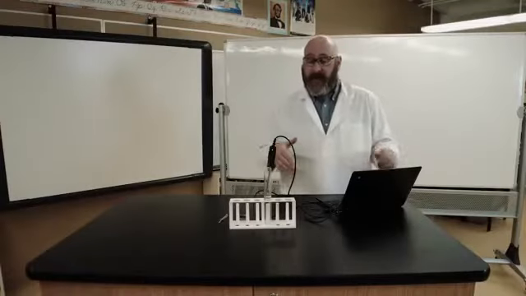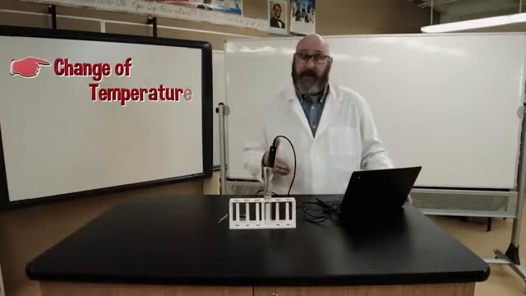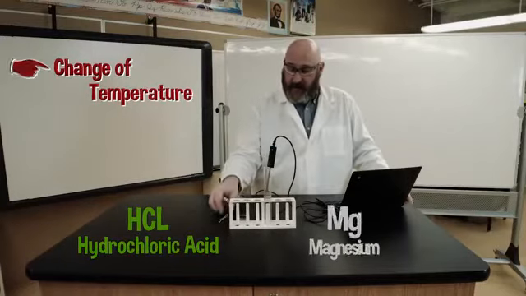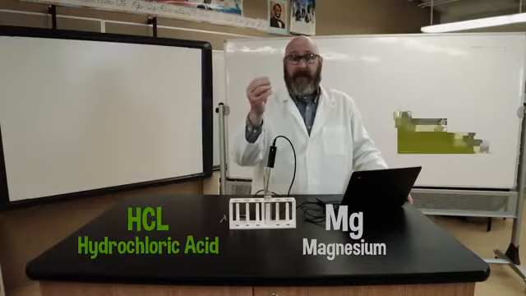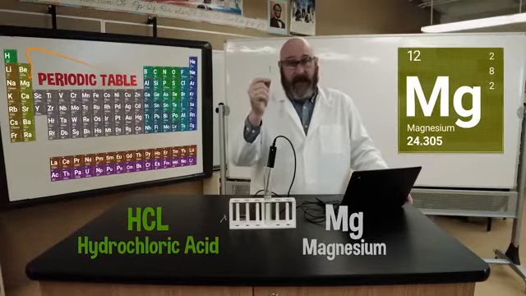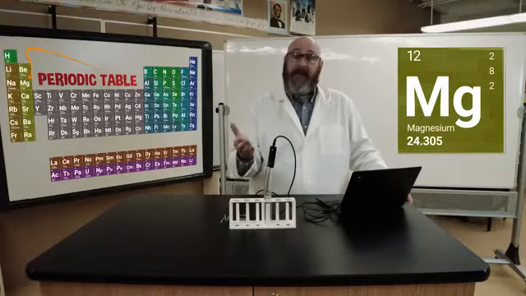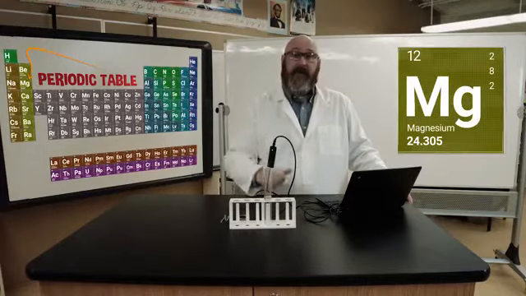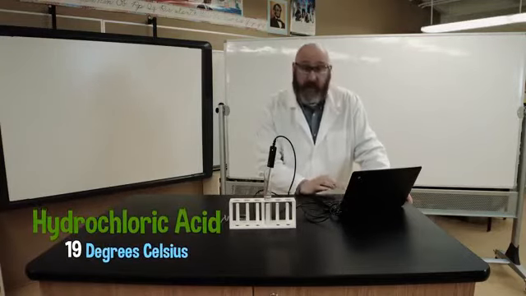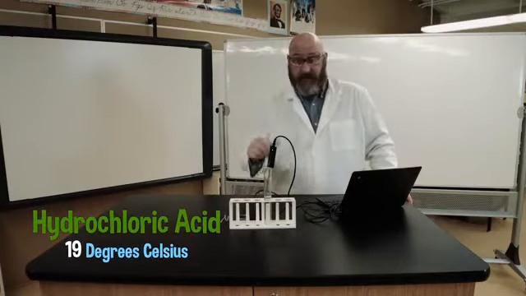Now we're going to do another example where the temperature is going to change, and we're using hydrochloric acid in a test tube and also some magnesium. Now, magnesium is a metal that you can find listed on the periodic table. So let's find out what happens if I put magnesium into hydrochloric acid. And right now my temperature is reading about 19 degrees Celsius. So here we go.